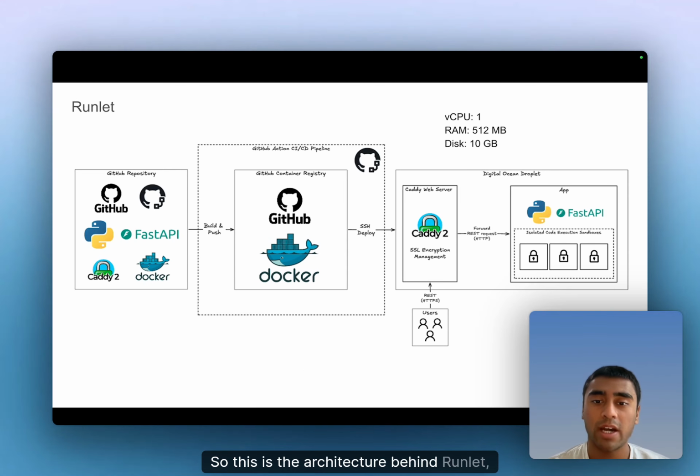So this is the architecture behind Runlet, which is the code execution service I made for Codalong. This is where the bulk of my time for this project went. The entire application is built using the Python FastAPI framework. And basically how it works is that there are 3 isolated code execution sandboxes created, and for each request, it just looks for an available sandbox to execute the code in. And the entire application is containerized and deployed on a DigitalOcean droplet, and you can see the configuration for the DigitalOcean droplet in the top right.